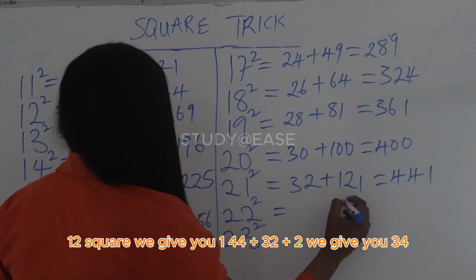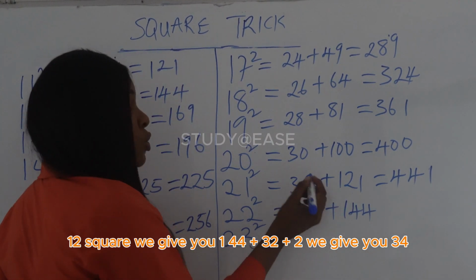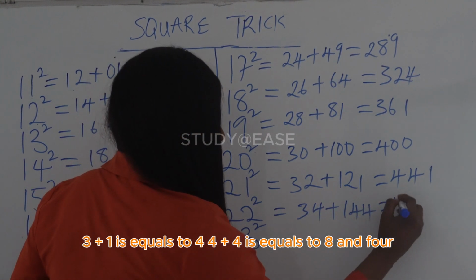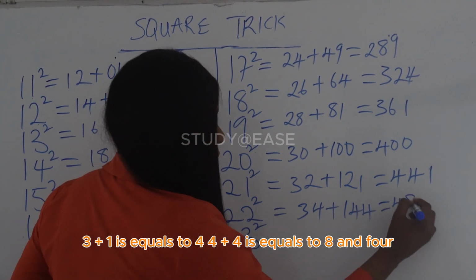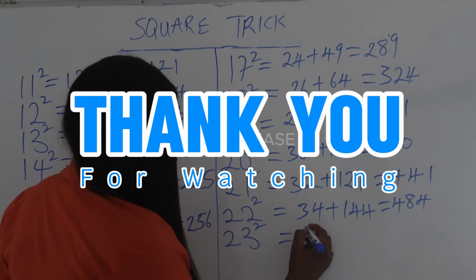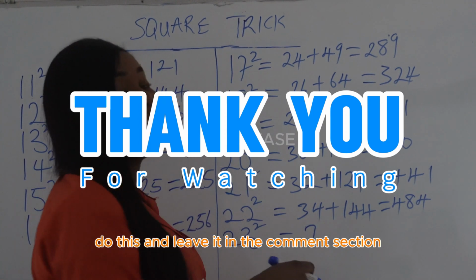12 square will give you 144 plus 32 plus 2 will give you 34. 3 plus 1 is equals to 4. 4 plus 4 is equals to 8 and 4. 23 square will give you. Do this and leave it in the comment section.